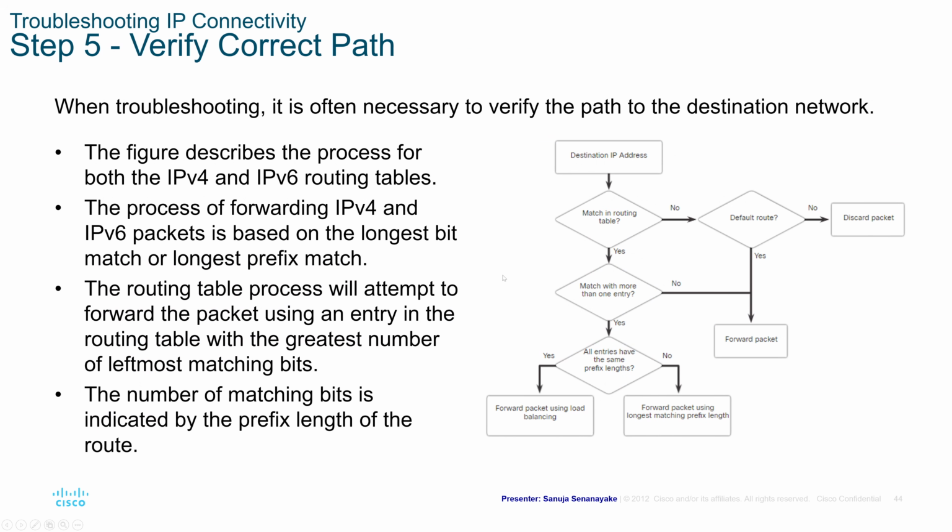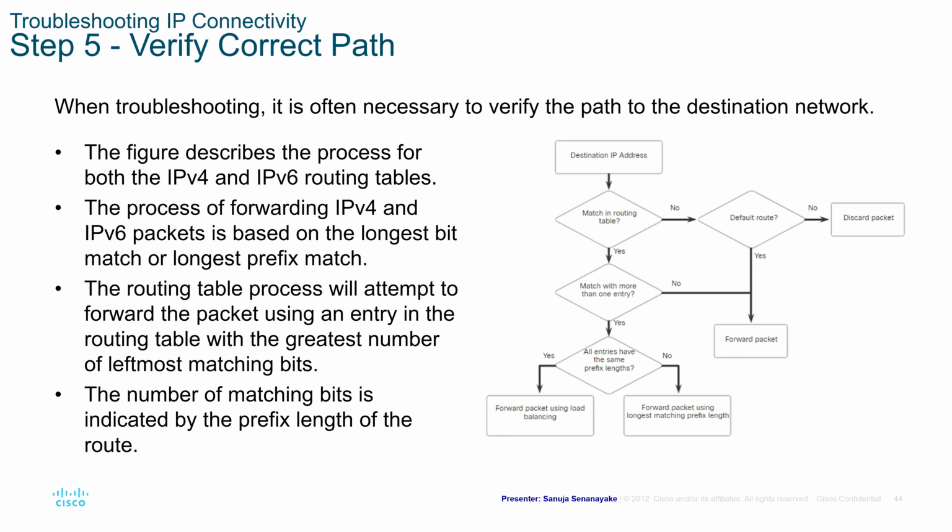Step 5 in our troubleshooting process is to verify the correct path. So when troubleshooting, it is often necessary to verify the path to the destination network. The figure describes the process for both IPv4 and IPv6 routing tables, on the right hand side. The process of forwarding IPv4 and IPv6 packets is based on the longest bit match or longest prefix match. Again, I have covered this extensively in my previous lectures.